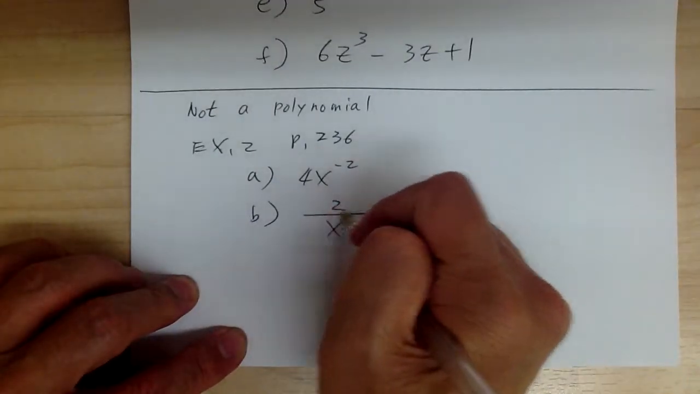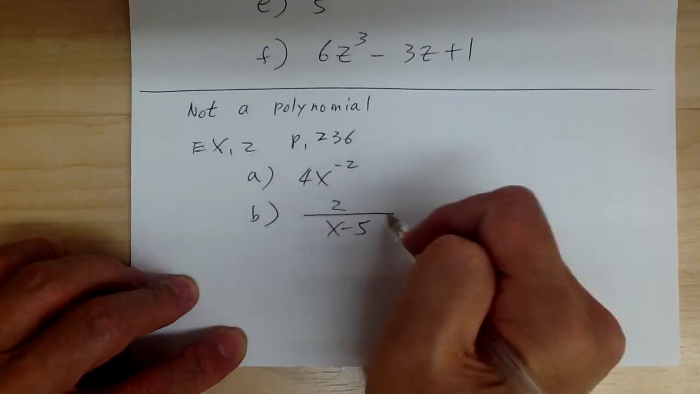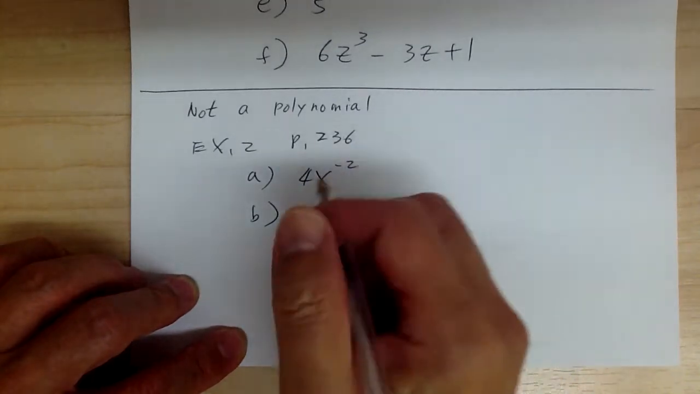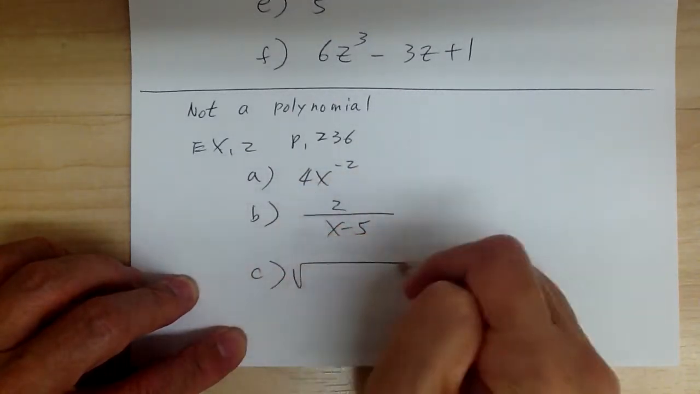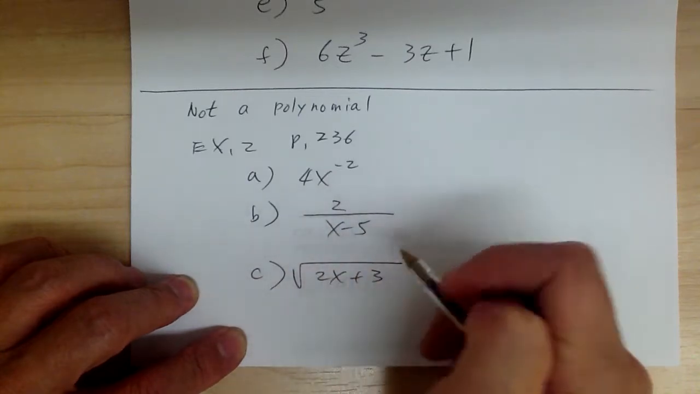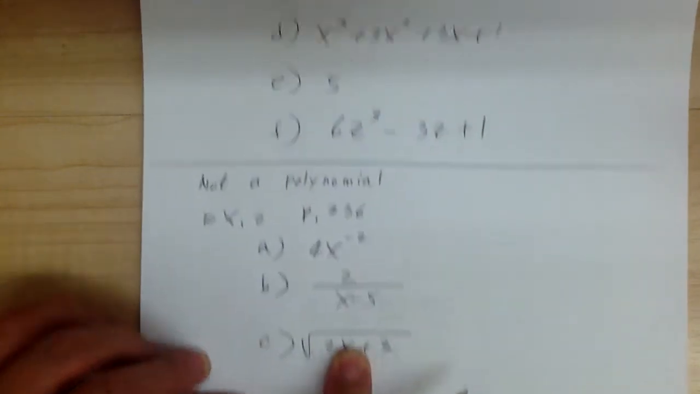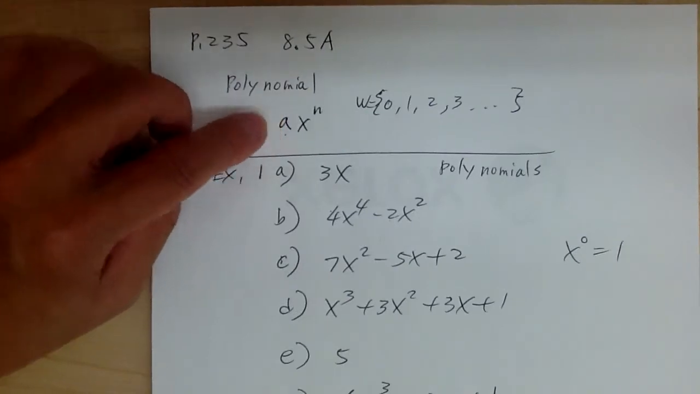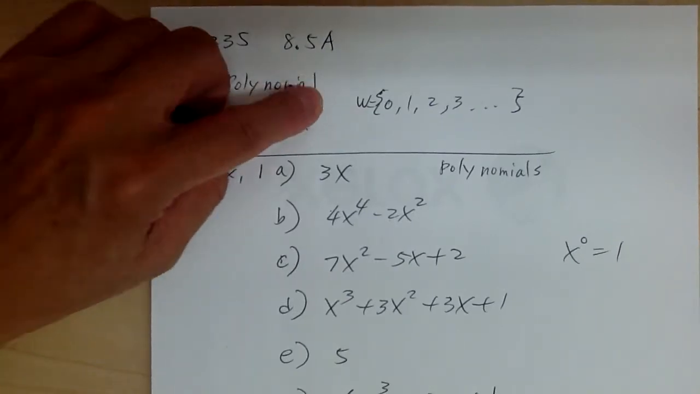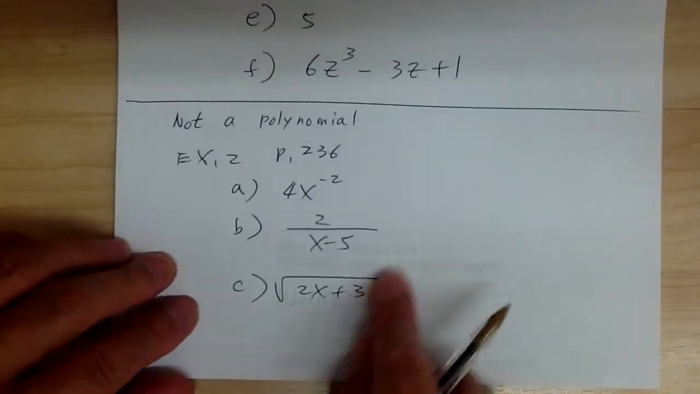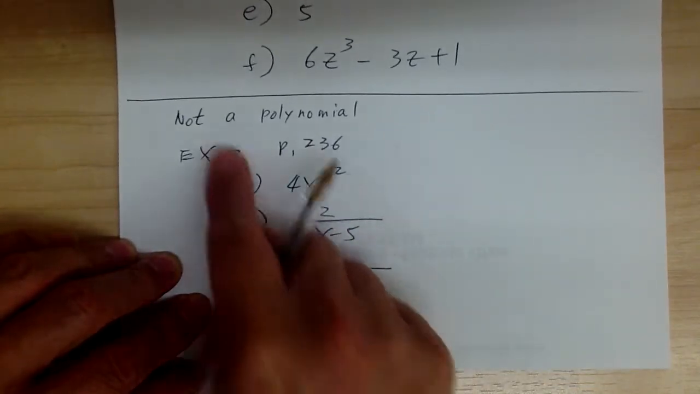And especially you have this over here. This is like grouping, right? So you have a group. So this is not a polynomial. So you go to C, you got square root of 2x plus 3. Again, this is a group. So this does not look anything like that, right? Again, you have to have a number, variable to the exponent. That's it. So all these are weird things. So these are not polynomials.